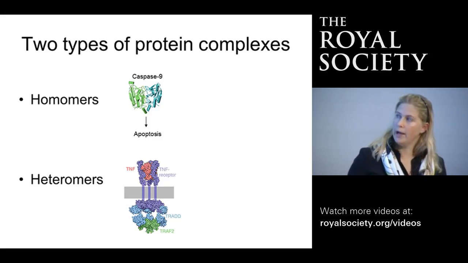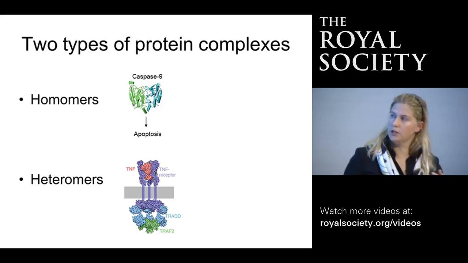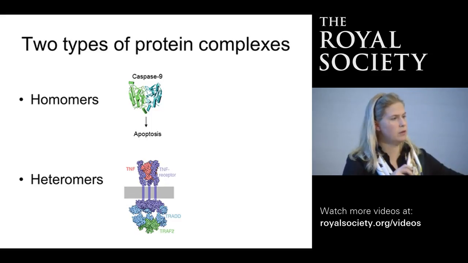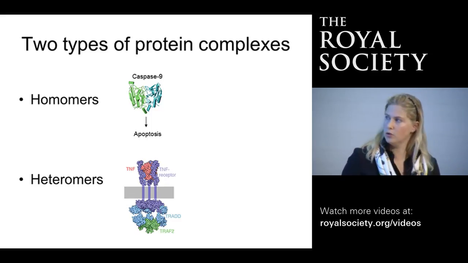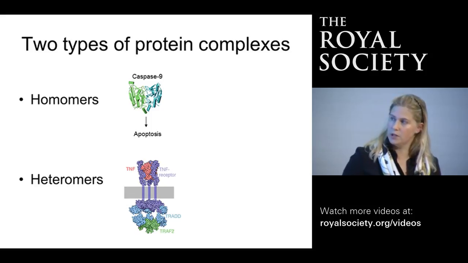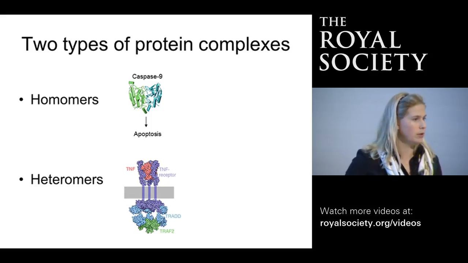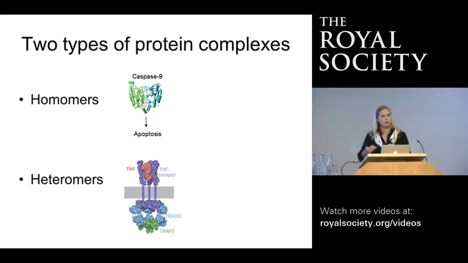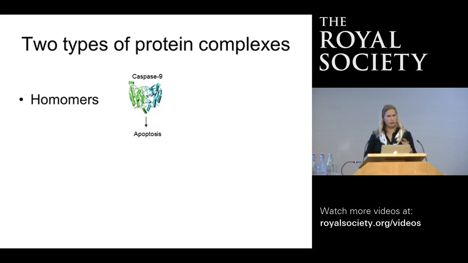On the other hand, there are heteromers, which are different types of proteins that are binding to each other. So this protein complex consists of several different types of proteins. And interestingly, there's also a repetition of subunits and symmetry going on in this complex. So even when different types of proteins bind to each other, there's still a lot of this beautiful symmetry in the protein universe.